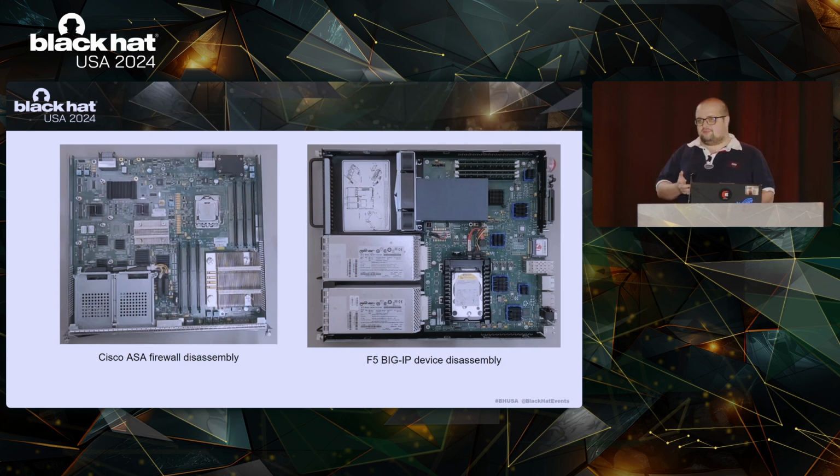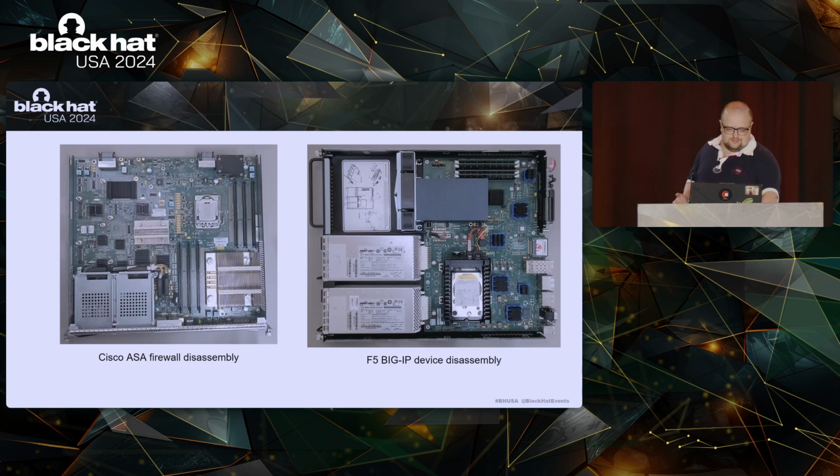On the left, we have a Cisco ASA firewall. And on the right, we have an F5 BIG-IP disassembled. If you, for a second, cover the logos on them with your hands, it will be really hard to tell that these are not a normal server with some very specific hardware for some specific task.